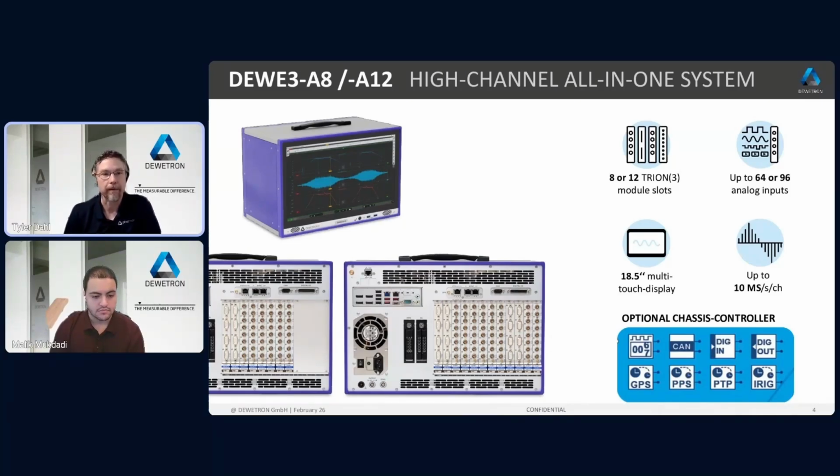Each of these units are for the higher channel counts. So we have 8 slots and 12 slots. One of the things I love about our part numbers is that they make sense. You can see in the part number DEWE3A8, that's an all-in-one with 8 slots, A12, 12 slots. Both of these come with an integrated touchscreen display. And of course, they fit both our Trion 3 and our Generation 2 Trion cards. So all of your old Trion cards, if you do upgrade to a DEWE3 chassis, will still work.